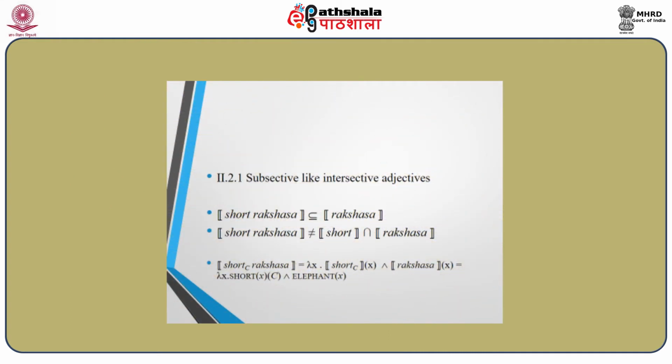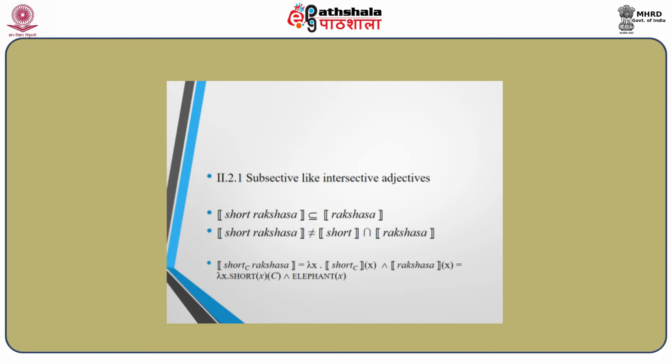There are some subsective adjectives that are somewhat like intersective adjectives. An important consideration to keep in mind is that some intersective adjectives show seemingly subsective behavior. For example, the truth conditions for Kumbhakarna is a short Rakshasa are not the same as Kumbhakarna is short and Kumbhakarna is a Rakshasa. If Kumbhakarna is 10 feet tall and the average height for Rakshasas is 15 feet, he is a short Rakshasa, but Kumbhakarna is tall by human standards.